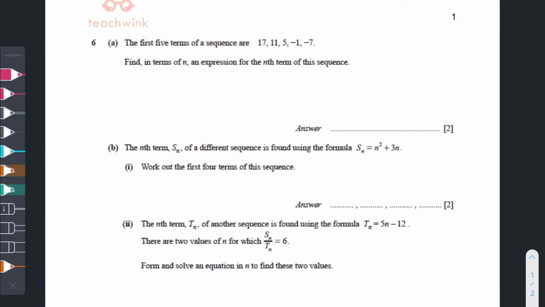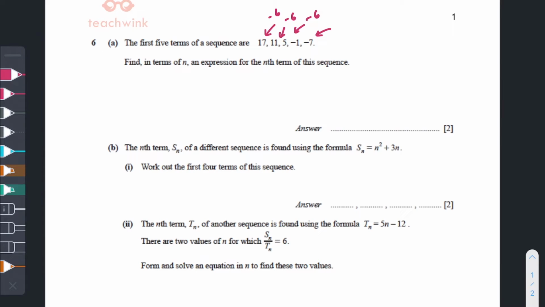So let's start. The question says the first 5 terms of a sequence are 17, 11, 5, -1 and -7. Find in terms of n an expression for the nth term of this sequence. Now if you look at this sequence very closely, this is an arithmetic sequence. Why? Because if you try to find the common difference between all of these numbers, 11 minus 17 is -6, 5 minus 11 is also -6, -1 minus 5 is also -6, and so on and so forth.